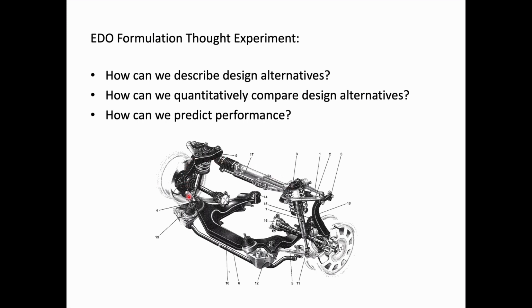So those are examples of design decisions and different levels of fidelity or different levels of flexibility that we can have in describing design alternatives. So that's one part of the formulation.